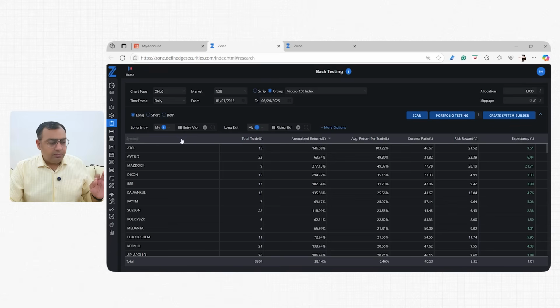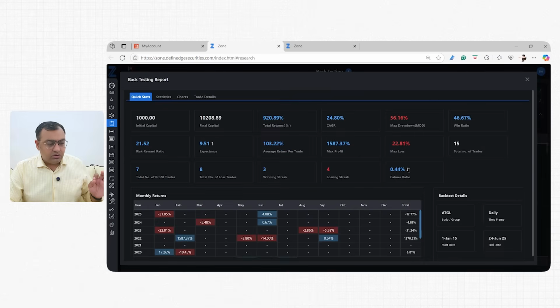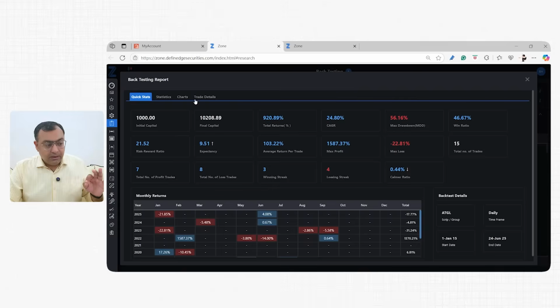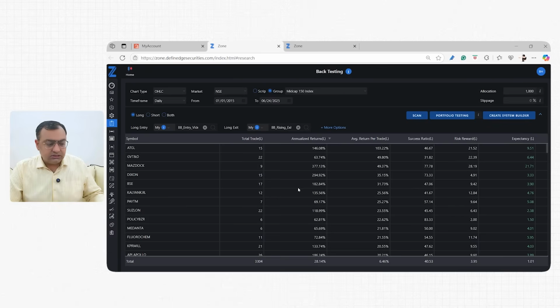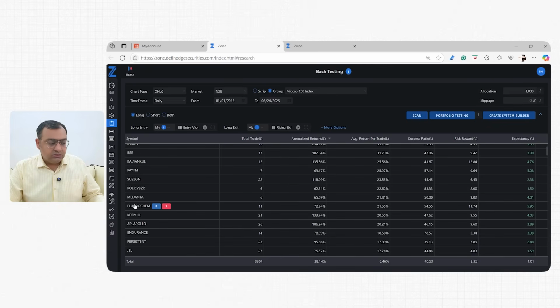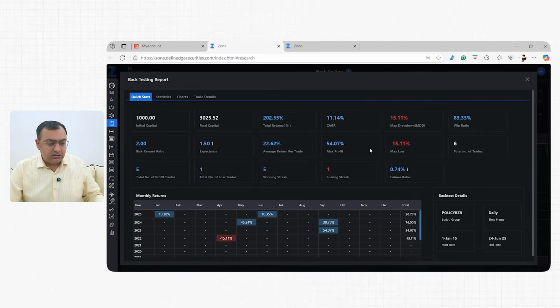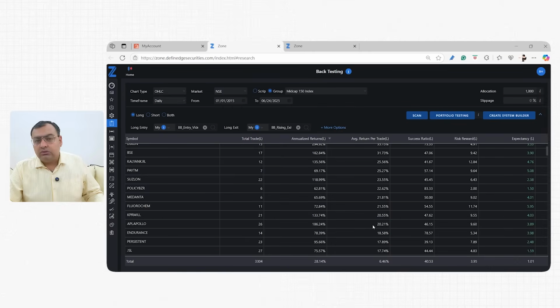If I go on to ATGL, it may have slightly higher drawdowns. Yeah, 56%. I won't suggest these kinds of drawdowns on these kinds of setups. Even though the returns are amazing, the drawdown is too big. So I would not suggest these setups on such a stock. Let's look at Policy Bazaar: 15% drawdown, but yes, amazing return. So you can check out these kinds of setups. This is one of the strategies you can definitely look at from a trading perspective.